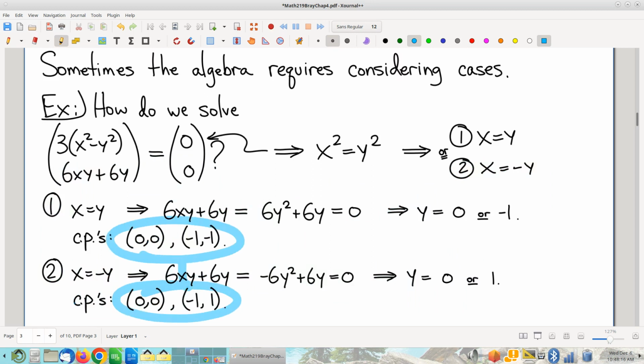Okay, so altogether, looking at both possible cases, we have now a collection of what looks like 4, but you will quickly notice one of them is sort of a double count. So, yeah, okay. 3, then, actual critical points. Everybody good?